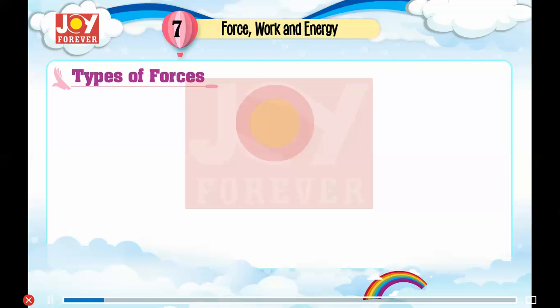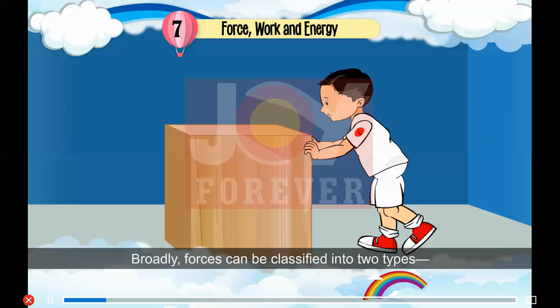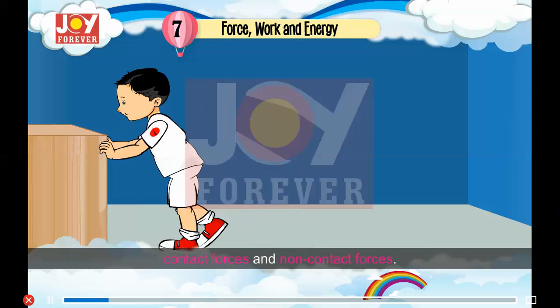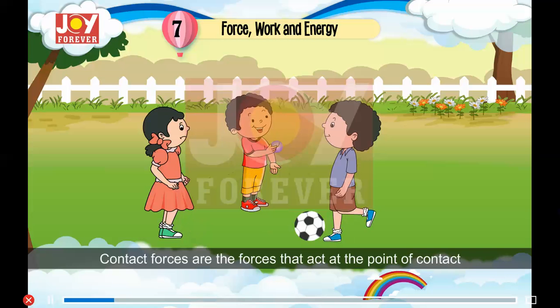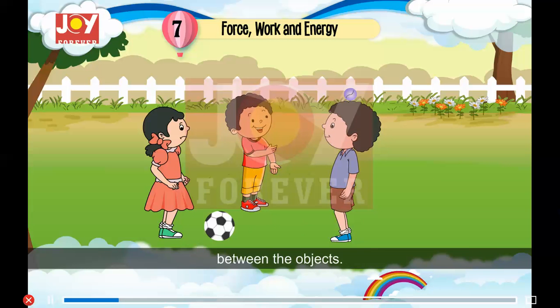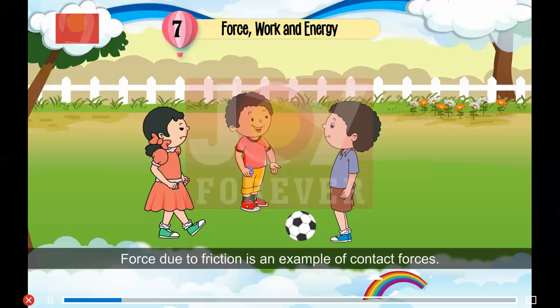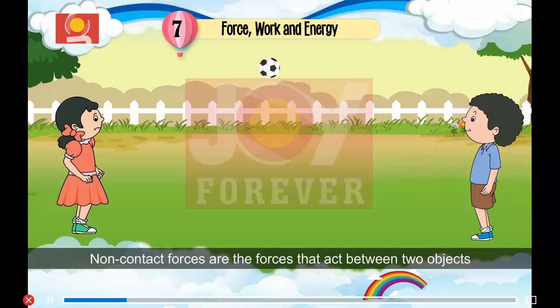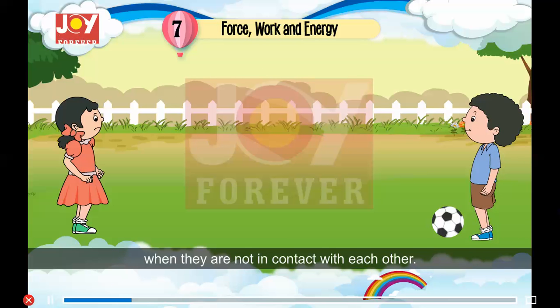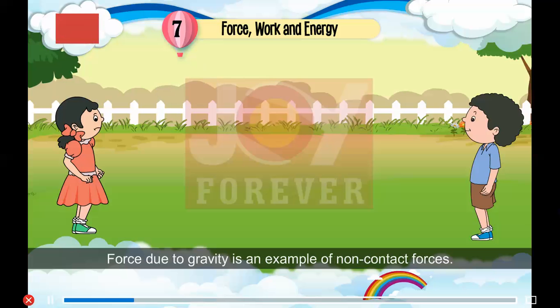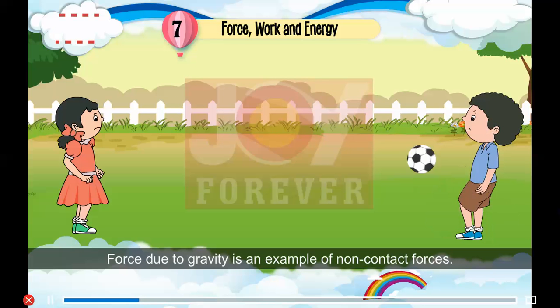Types of forces. Broadly, forces can be classified into two types: contact forces and non-contact forces. Contact forces are the forces that act at the point of contact between the objects. Force due to friction is an example of contact forces. Non-contact forces are the forces that act between two objects when they are not in contact with each other. Force due to gravity is an example of non-contact forces.